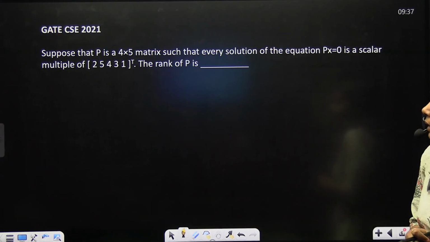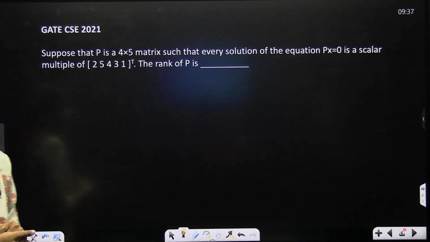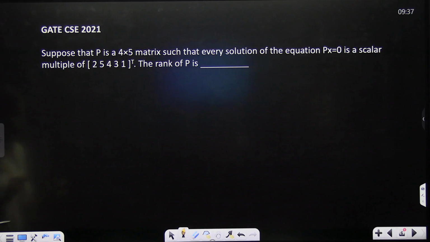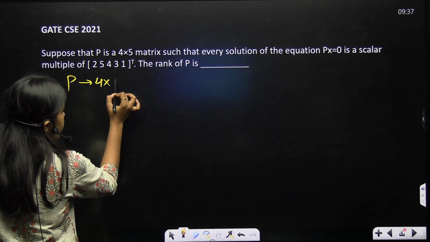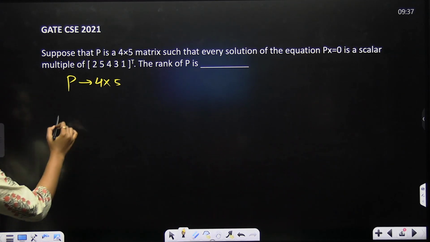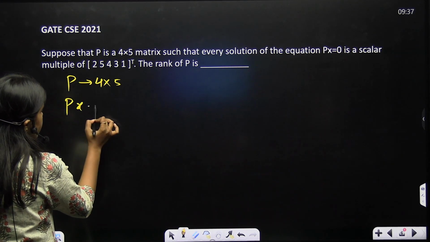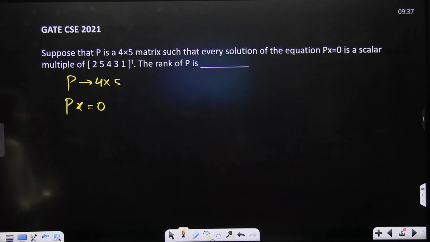Next, this is another question. They have asked this question in 2021. They have said that P is a 4 cross 5 matrix. Okay, we have a P matrix which has order 4 cross 5. Such that every solution of the equation Px equals to 0 is a scalar multiple of 2, 5, 4, 3, 1 transpose.